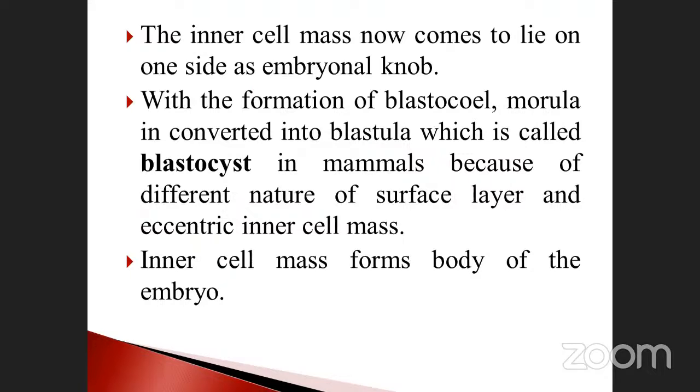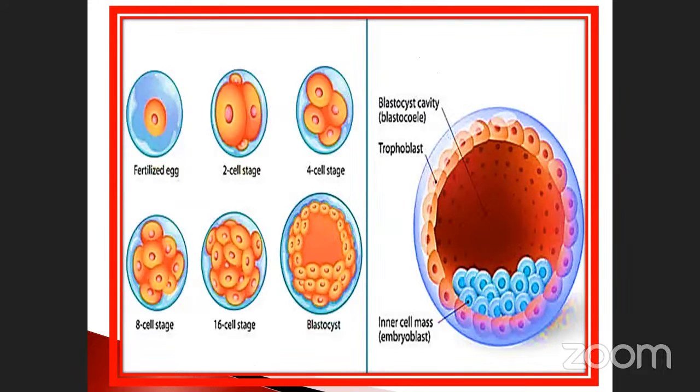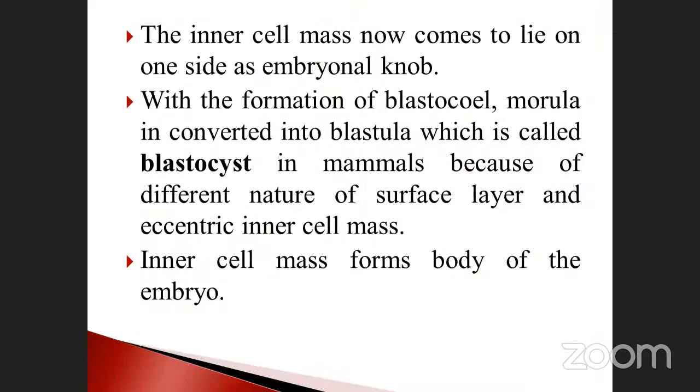The inner cell mass now comes to lie on one side as an embryonal knob. The inner cell mass also comes here. You just see, this is also an inner cell mass. It comes from one polar region. This polar region is called the embryonic axis. Likewise, an embryonal knob. With the formation of the blastocoel, the morula is converted into the blastula, which is called the blastocyst. In mammals, because of the different nature of the surface layer and the eccentric inner cell mass, these are the differences.